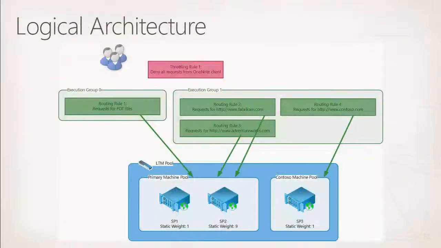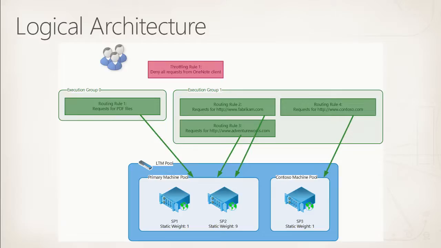So here's our logical architecture, how we can implement that. To meet those requirements, I need 2 machine pools down the bottom. One called the primary machine pool, where my machines 1 and 2 are. And then I have the Contoso machine pool for that wonderful web server. Then I need 2 execution groups, because I need to make sure that my PDF files are served from the primary machine pool, even if they're in the Contoso site collection. So they must be evaluated first. Otherwise, that rule would never match, and they would be served by the wrong pool.